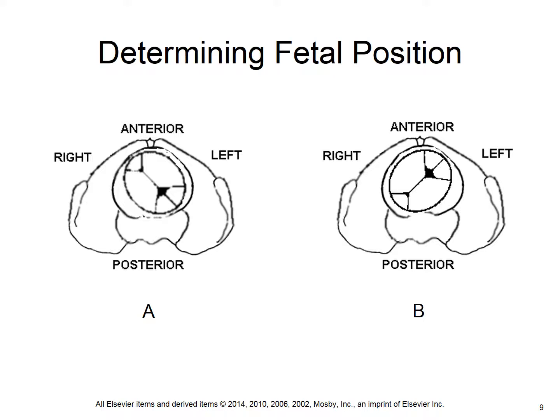So once again, the large anterior fontanelle is closest to the front aspect of mom's left hip. Therefore, the occiput, or the back of the head, is closest to the right posterior aspect of mom's pelvis. So the baby is in the right occipital posterior position.